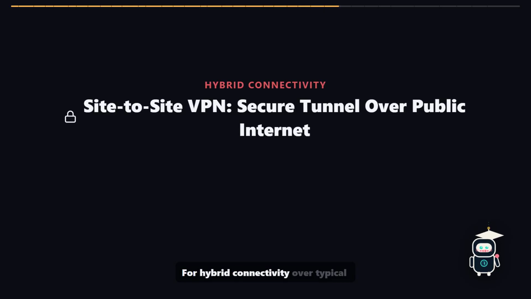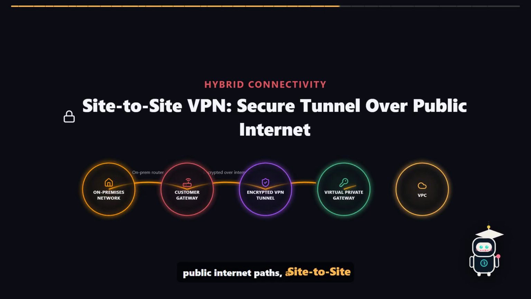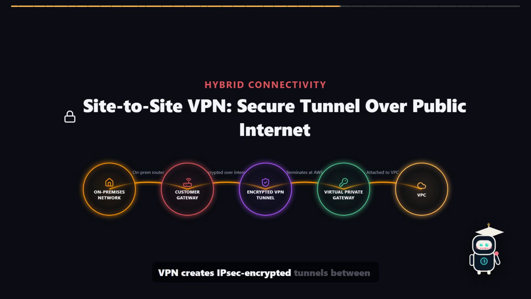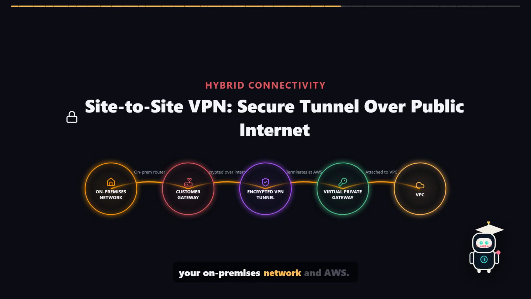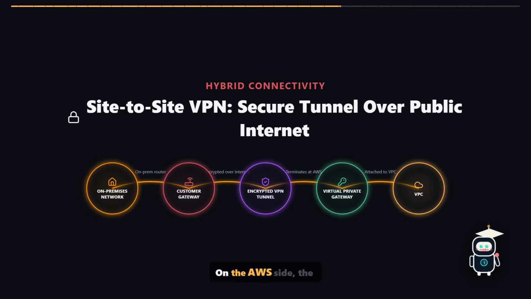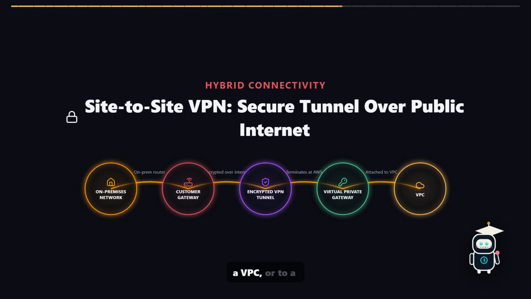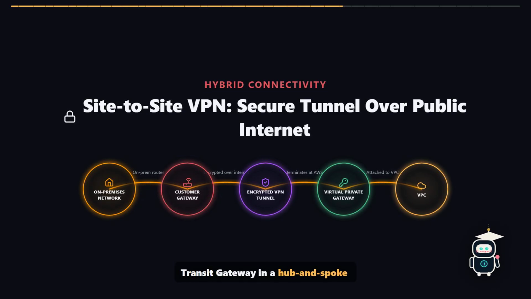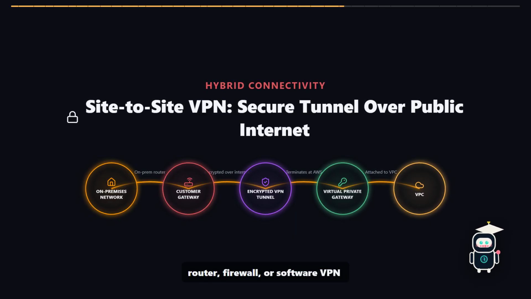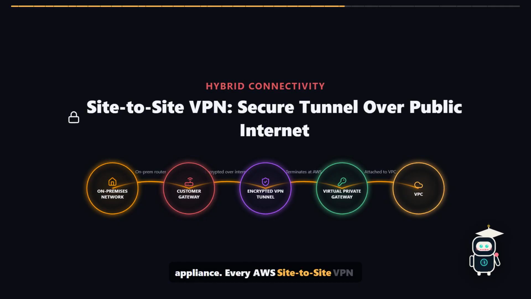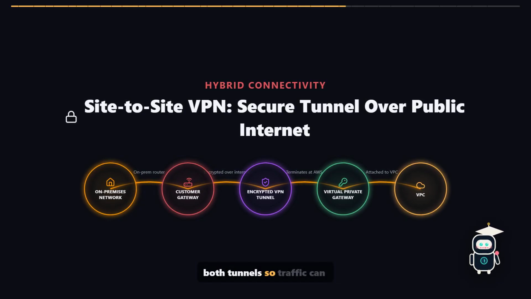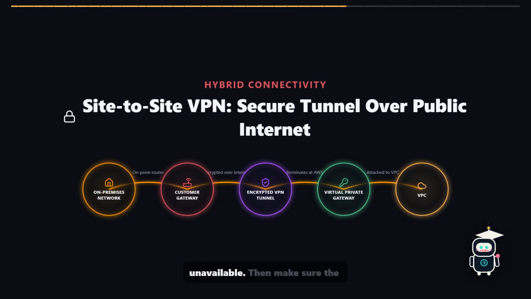For hybrid connectivity over typical public internet paths, a site-to-site VPN creates IPsec encrypted tunnels between your on-premises network and AWS. On the AWS side, the VPN can connect to a virtual private gateway attached to a VPC, or to a transit gateway in a hub-and-spoke design. On your side, the customer gateway device represents your router, firewall, or software VPN appliance. Every AWS site-to-site VPN connection includes 2 tunnels. Configure both tunnels so traffic can fail over if one becomes unavailable.